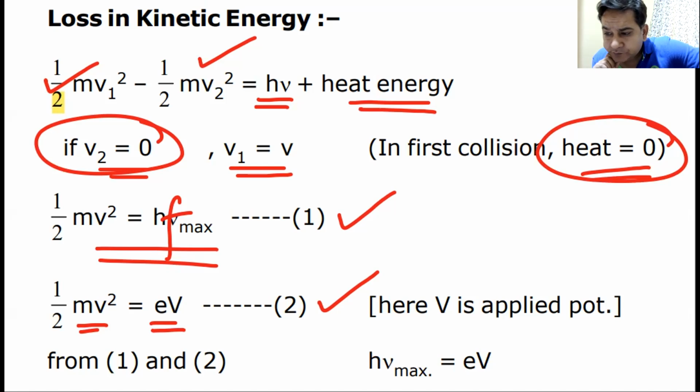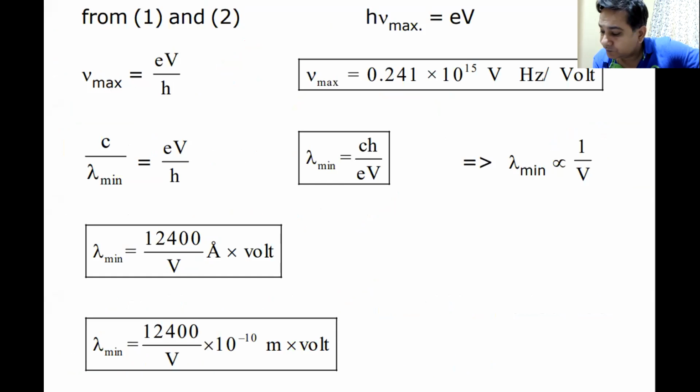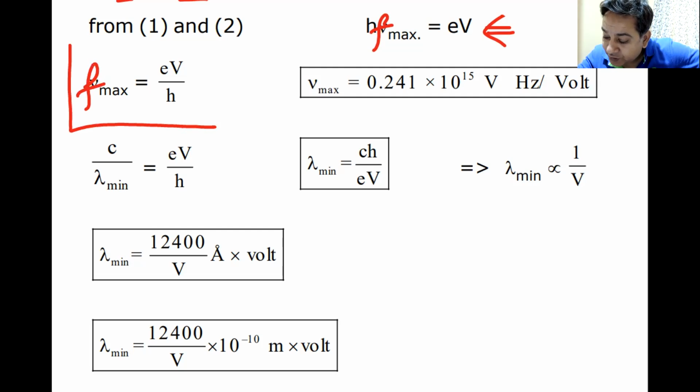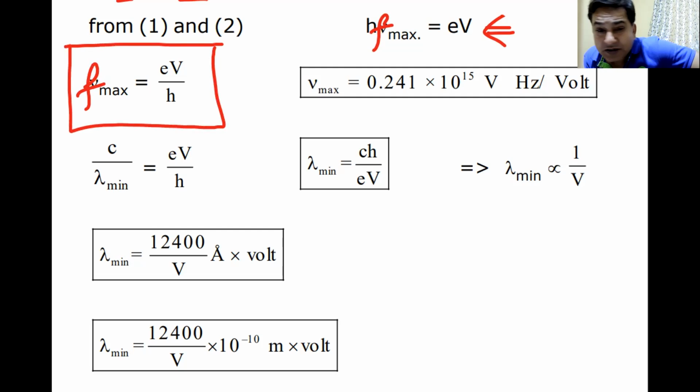Everyone got this? From equations 1 and 2, I can write h times f max is equal to e times V, where V is the applied voltage. So from here, I can find out the maximum frequency that is possible. That will be equal to eV divided by h.